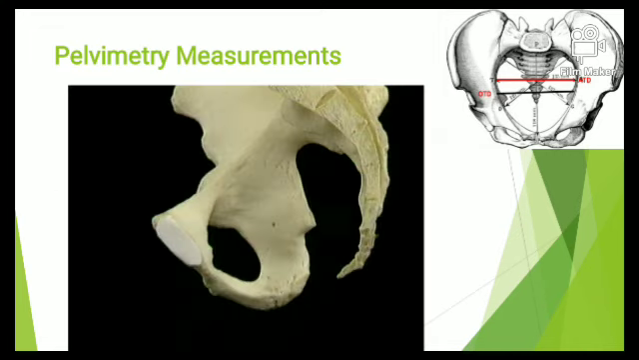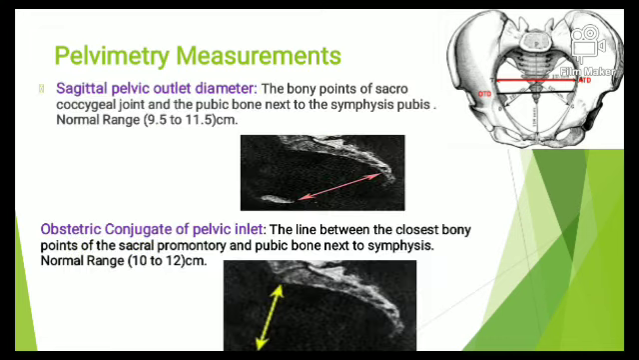Now we will go to the measurement for the lateral diameters. In lateral we have just two measurements. We'll move on and see both the inlet and outlet measurement. First we will see the outlet, called the sagittal pelvic outlet diameter, measured from the sacrococcygeal joint, which you can see here, up to the lower border of the symphysis pubis. Its normal range is 9.5 to 11.5 centimeter.